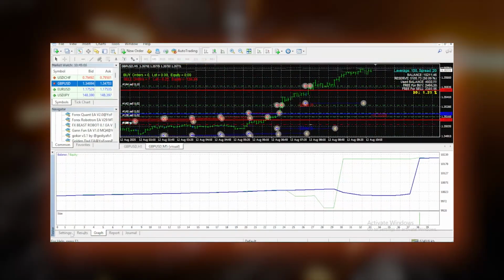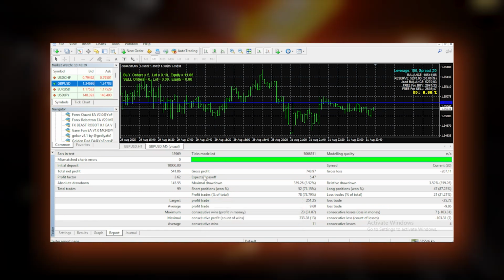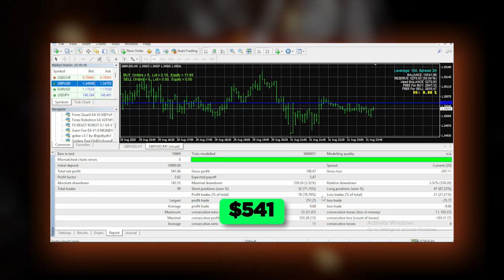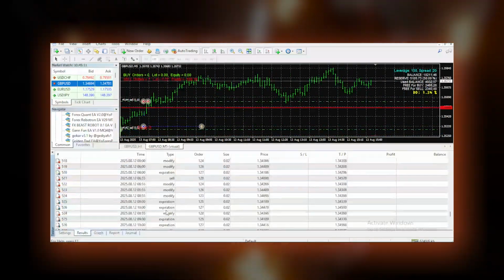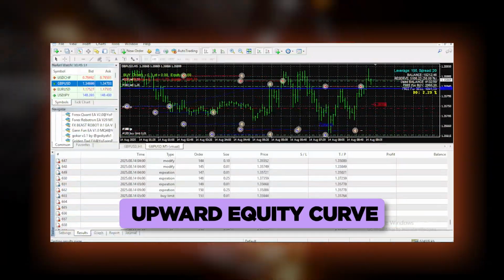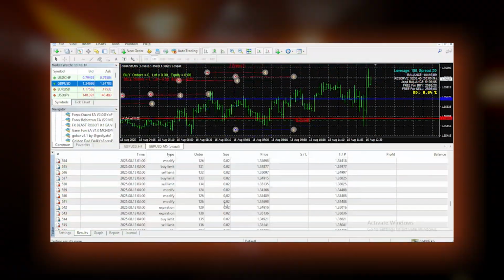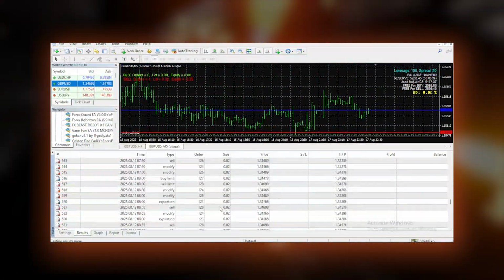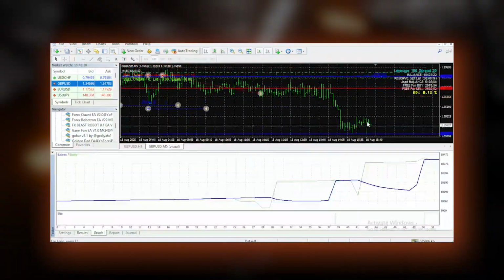During the backtest, an initial balance of $10,000 achieved a profit of around $541, with a profit factor of 1.76 and drawdown under 3.5%. The EA executed more than 70 trades, maintaining a clean, upward equity curve, proving its strong consistency and reliability in volatile markets. Every trade is calculated, controlled, and optimized for stability. A perfect fit for disciplined traders.